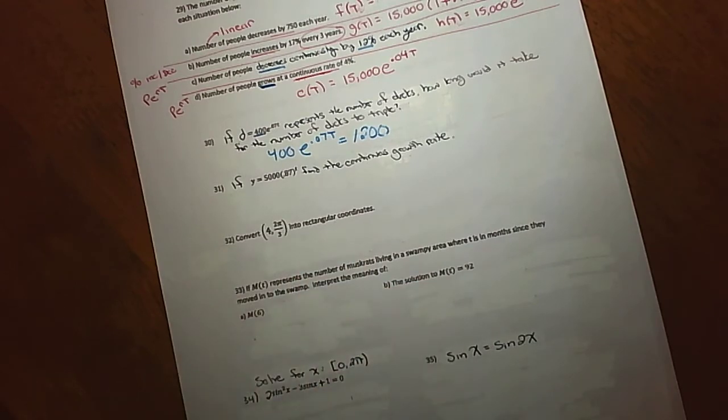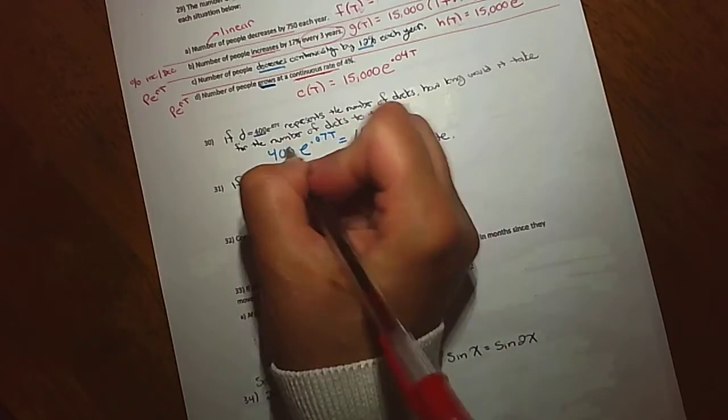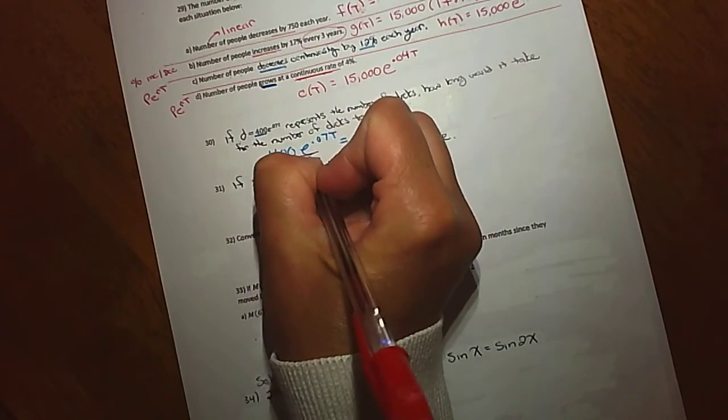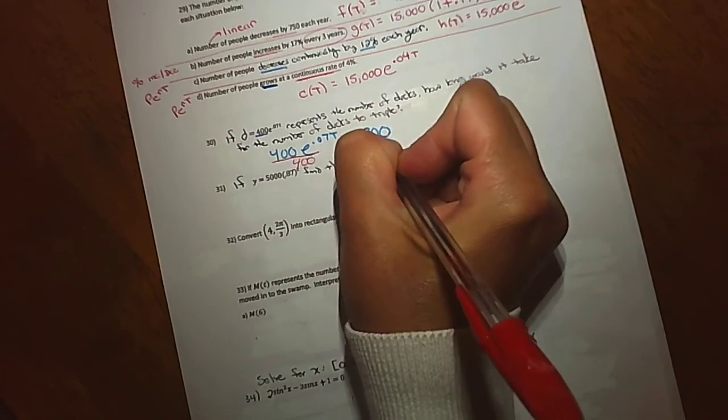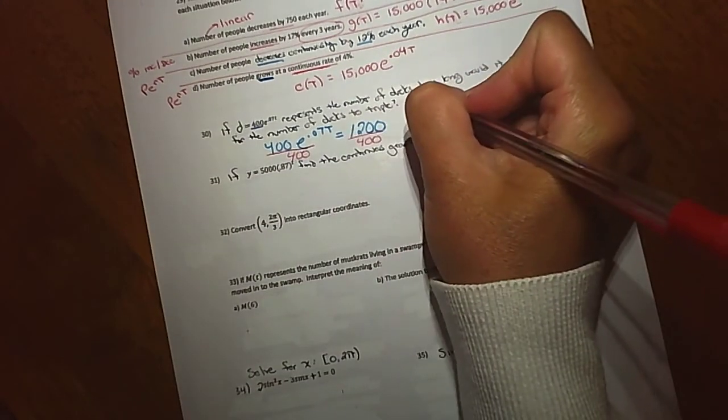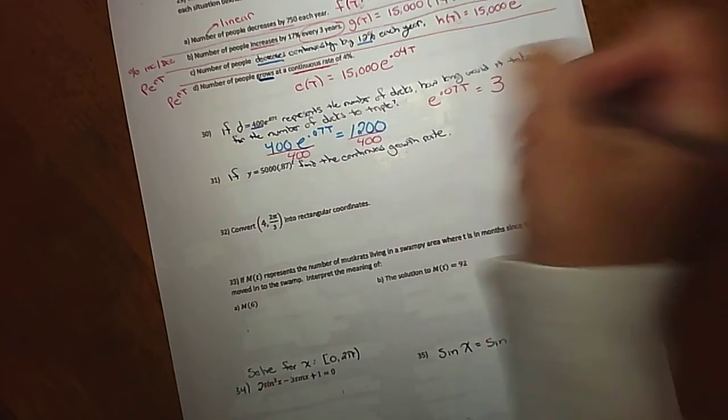Now please keep in mind, your test is going to say no calculator on it. That means your answers should never be in decimal form, because you're supposed to be pretending you don't have a calculator. So we're going to divide by 400. Okay. So that makes e to the 0.07t equals 3.